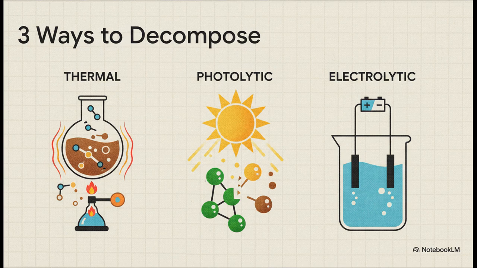Now, speaking of decomposition, let's zoom in on that for a second, because this is pretty cool. There are 3 main ways you can force something to break apart. You can use heat, that's called thermal decomposition. You can use light, or photolytic decomposition, which is why silver chloride turns gray in the sun. Or you can use electricity, which is electrolytic decomposition. That's how we split water into hydrogen and oxygen.